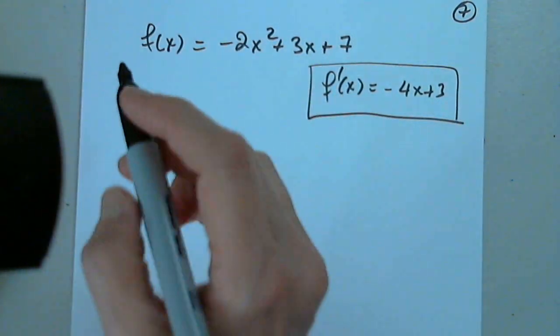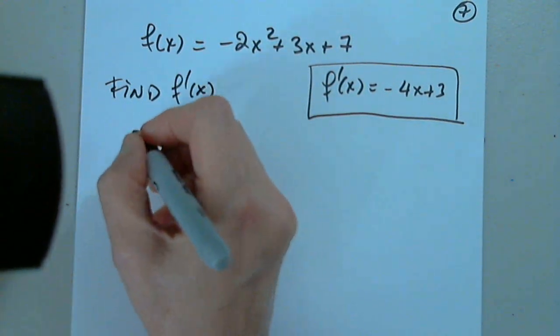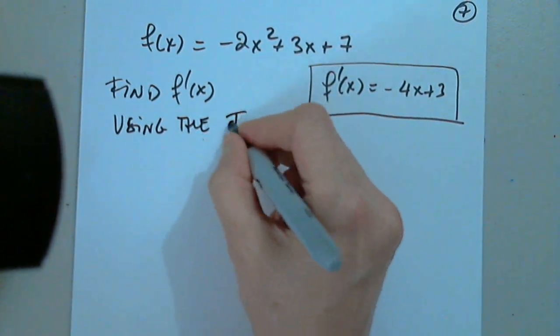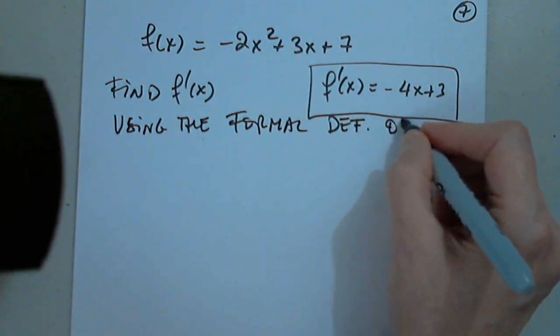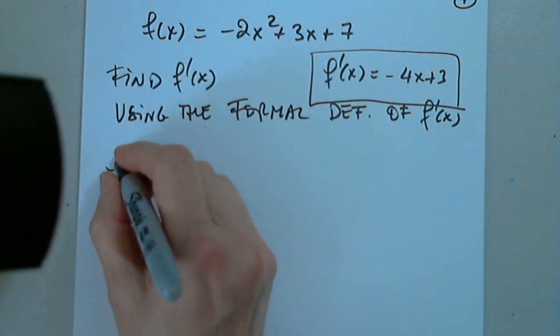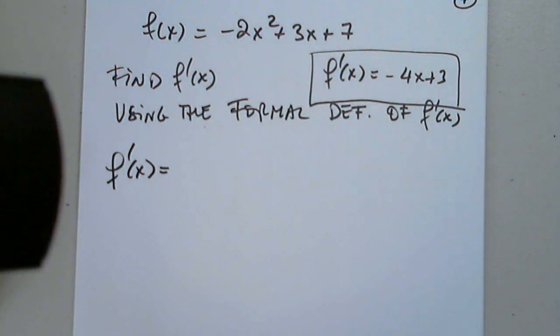But the problem is asking us, find f prime of x using the formal definition of f prime. So again, can anyone give us the formal definition so we can write it again? We wrote it about 10 minutes ago, 15 minutes ago.